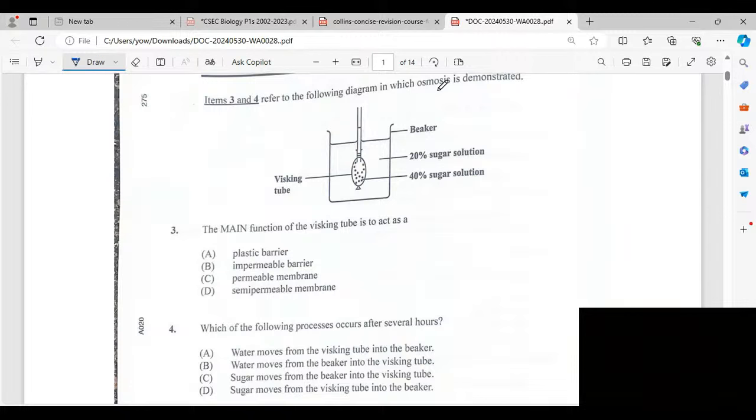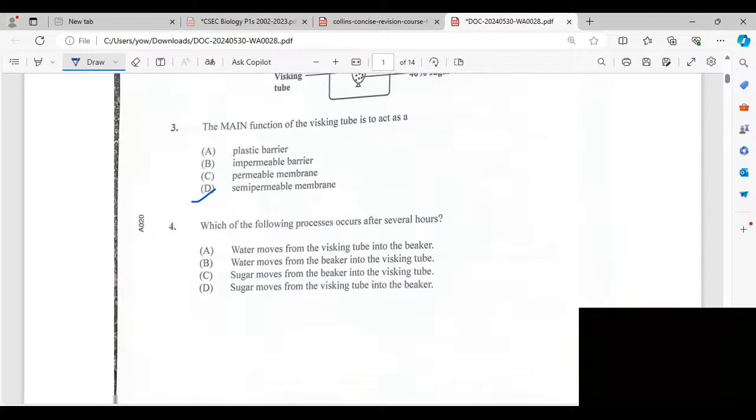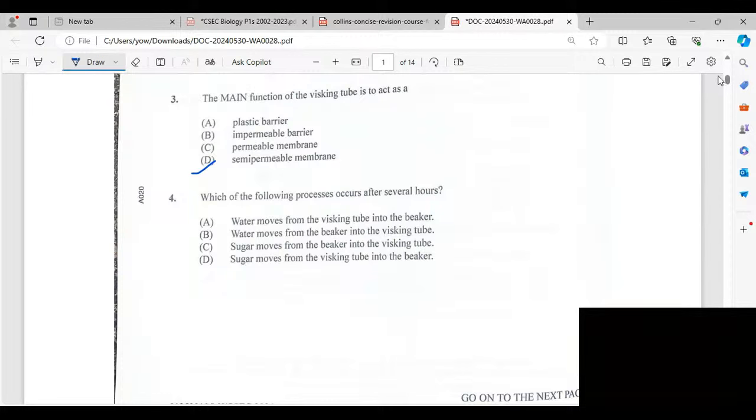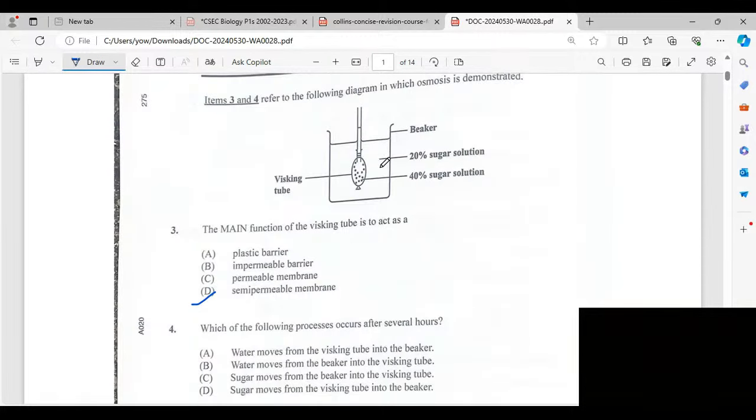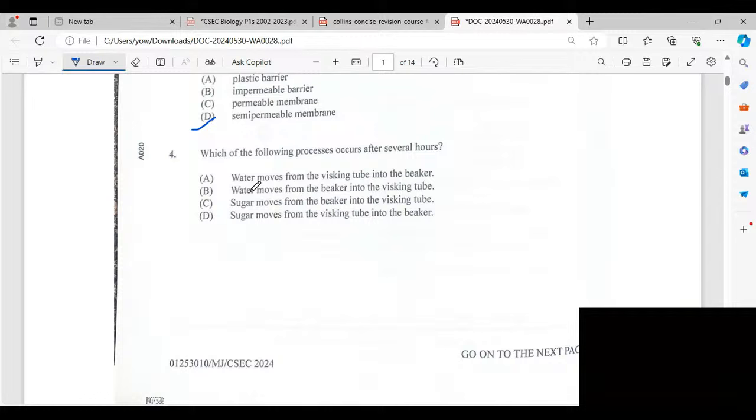Items 3 and 4 refer to the following diagram in which osmosis is demonstrated. We have the beaker, with a 20% sugar solution outside and a 40% sugar solution inside the Visking tube. The main function of the Visking tube is to act as a semi-permeable membrane, just like the cell membrane. Question 4, which of the following processes occur after several hours? We know there is a low concentration of sugar outside, so there's a higher concentration of water outside the beaker than in the Visking tube. Therefore, water will move from a place of high concentration outside into the Visking tube. So water moves from the beaker into the Visking tube is our answer there.